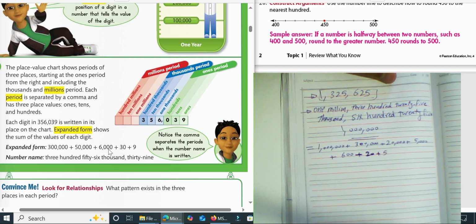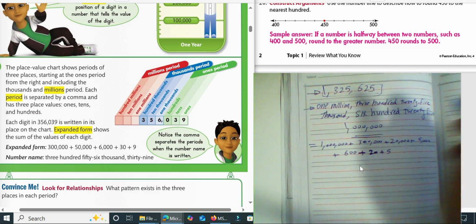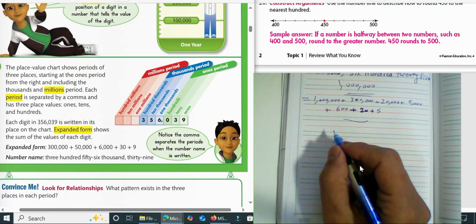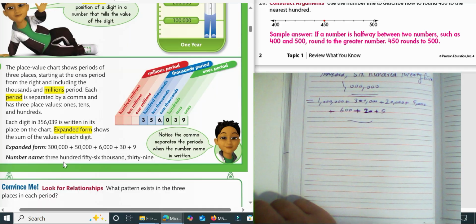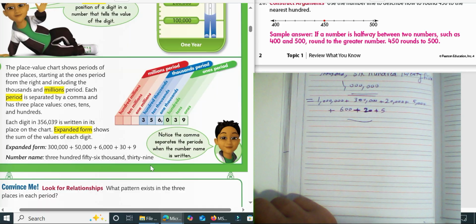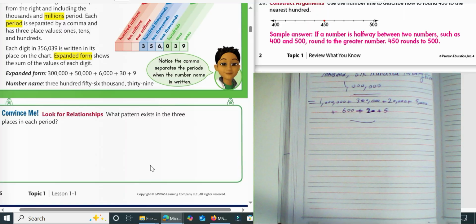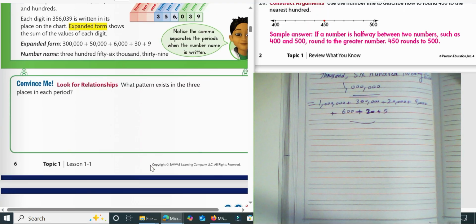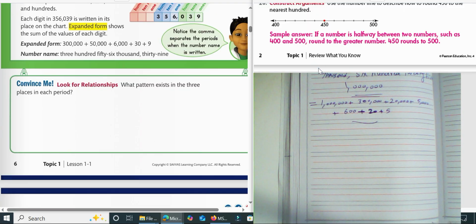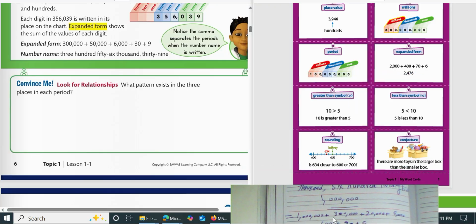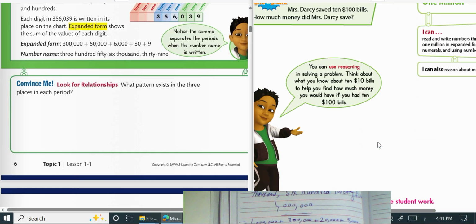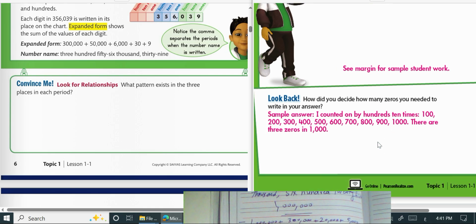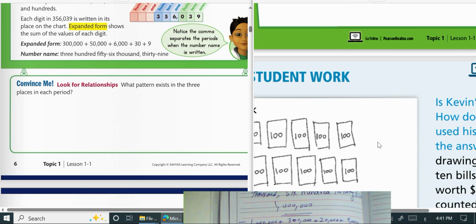Okay, what about the example he gave us? We can read this example: 356,039. He writes here 356,039. Example: look for relations. What pattern exists in 3 places in each period? Look at the solution for this example. We know it is combining two numbers. Now we will write this example here and solve it.